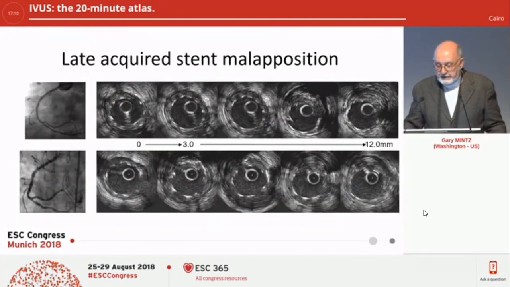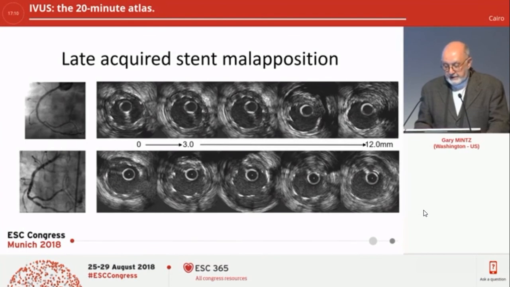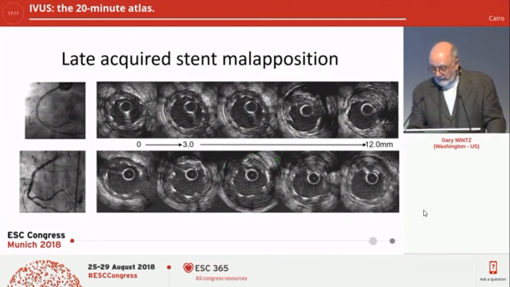Late acquired malapposition is usually the result of positive remodeling. So we're back to the concept of remodeling, but in this case, remodeling is a reaction to the stent implantation, and it was especially common with first-generation DES. You see the stent at implantation, full apposition and expansion, and at follow-up, here's the stent, here's the vessel wall, here's the malapposition, because the vessel has grown from here to here.